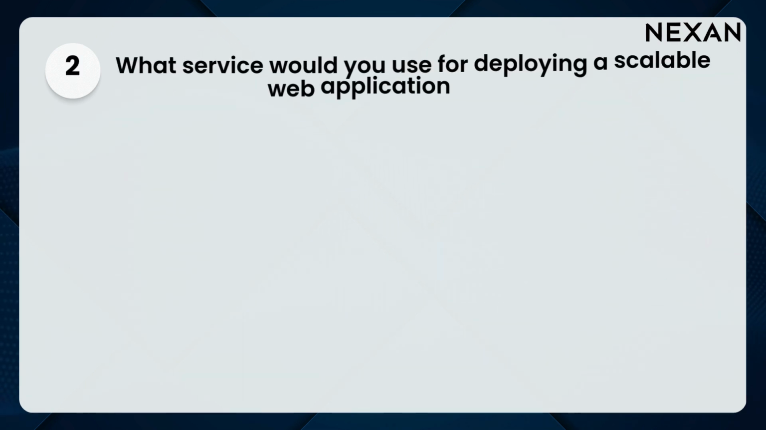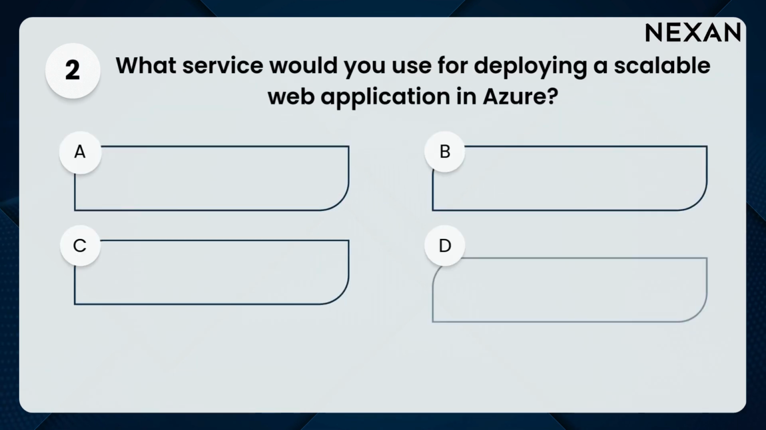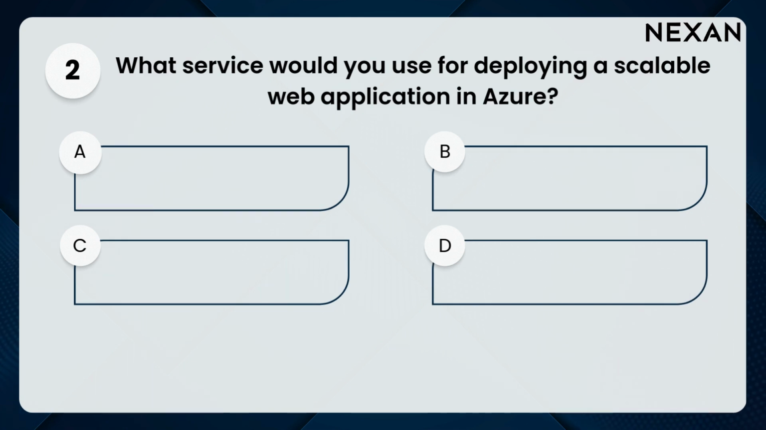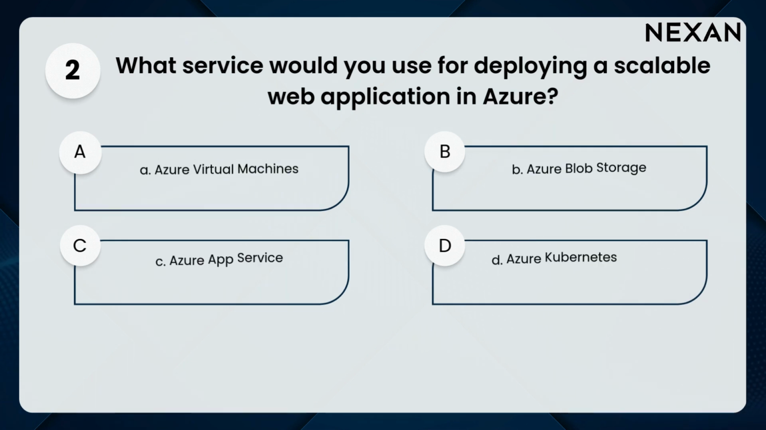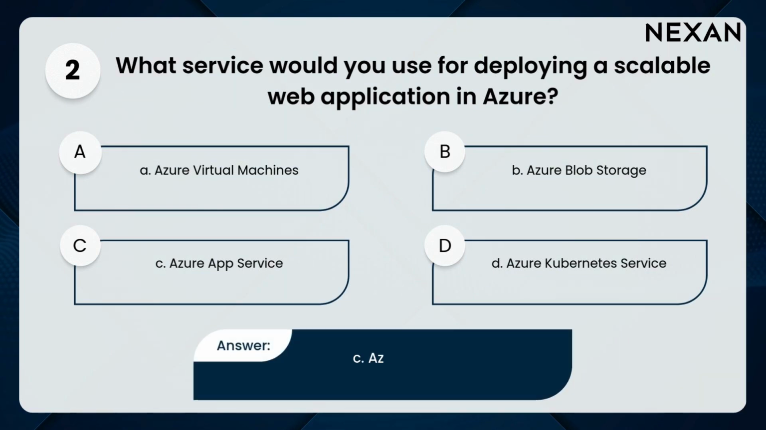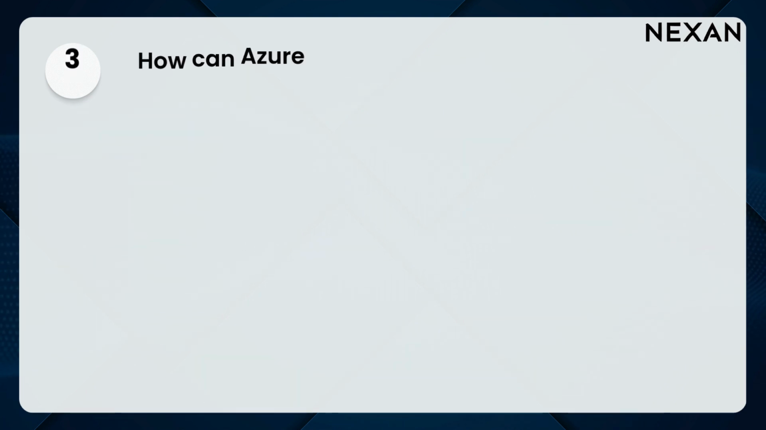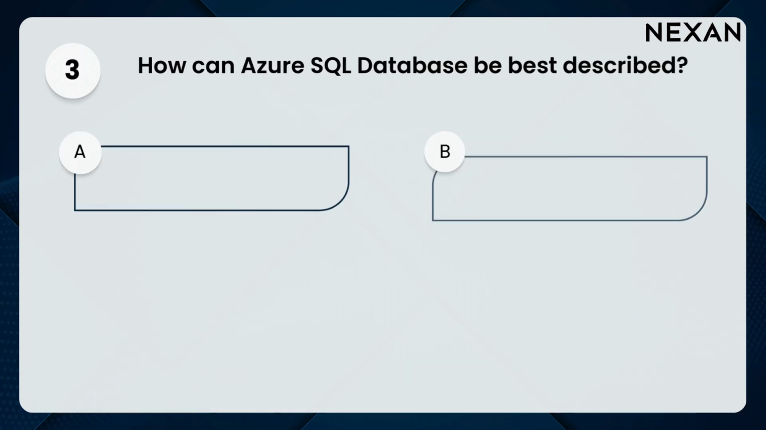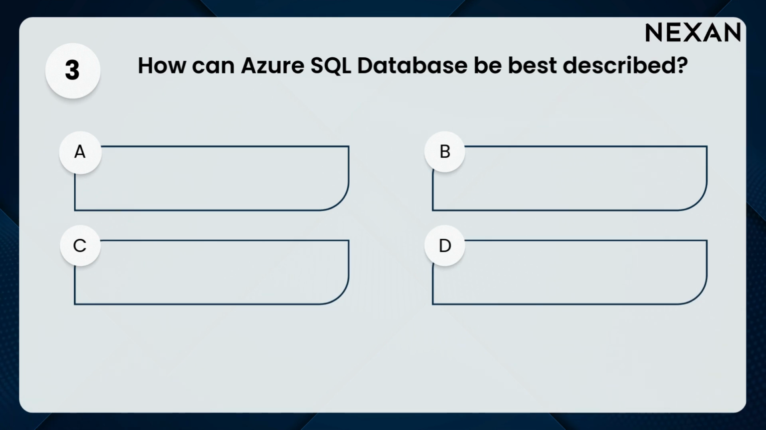2. What service would you use for deploying a scalable web application in Azure? A. Azure Virtual Machines. B. Azure Blob Storage. C. Azure App Service. D. Azure Kubernetes Service. Answer: C. Azure App Service.